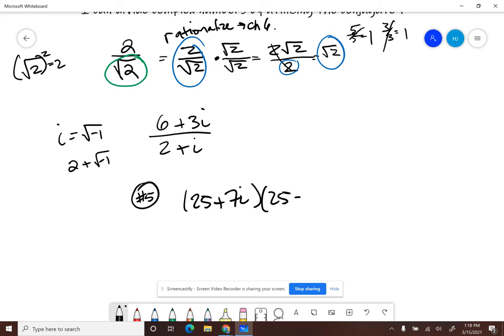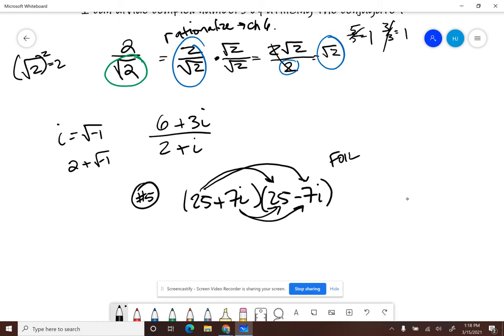times 25 minus 7i, okay? When you had this particular problem right here, remember the way that we multiply complex numbers is just like we do when we have any other type of binomial. We have to use FOIL, right? Which is basically just the distributive property. So I take this number times this, and this times this. So first, and then outer, and then inner, and then last. I'm basically just distributing each of these terms through the other binomial.